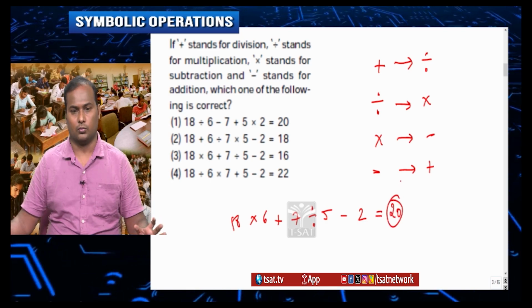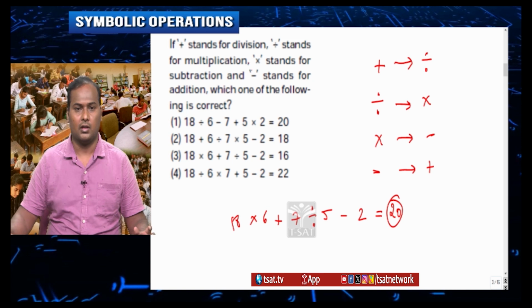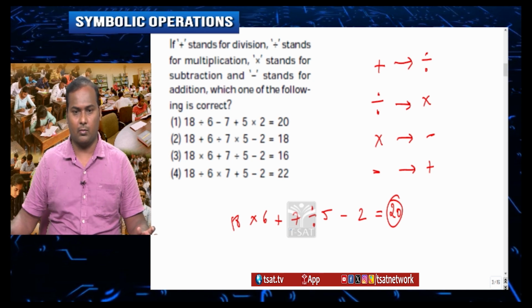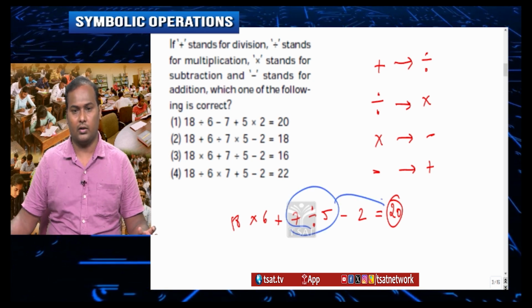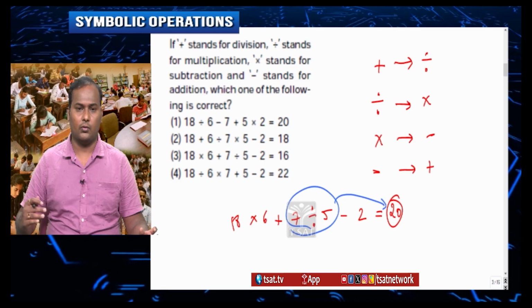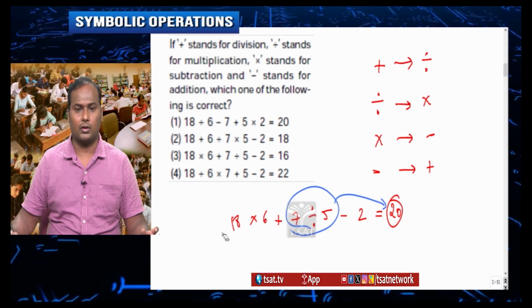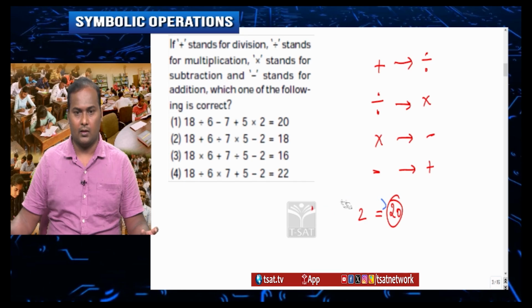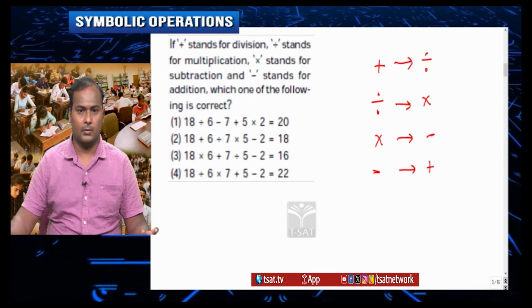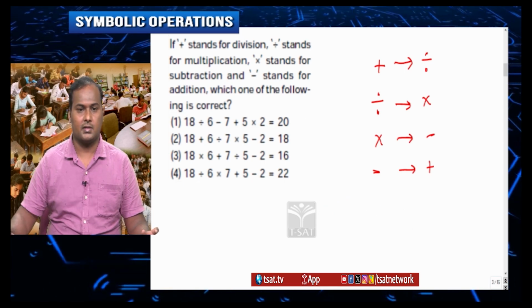See here, there is a clue. You should not do all these things. The moment you see 7 divided by 5, you will not get 20. So directly eliminate this option. Don't do this. In the examination, don't try to calculate each and everything. The moment you see that it is not possible, you avoid it so that you can save time.